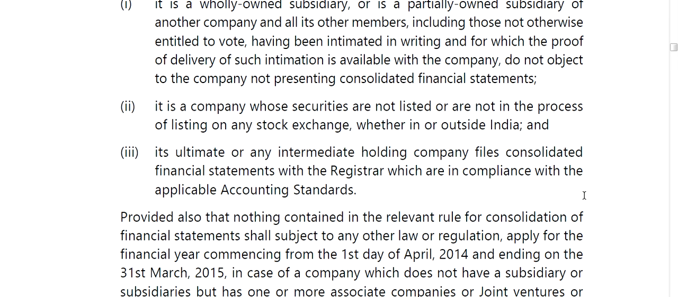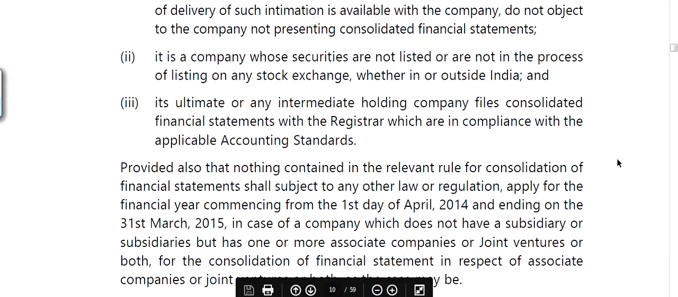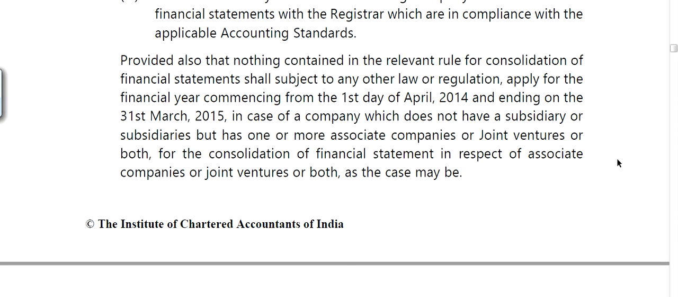Its ultimate or any intermediate holding company files consolidated financial statements with the registrar, which are in compliance with the applicable accounting standards. If the ultimate or any intermediate holding company files CFS, that is enough. Such a company has no need to prepare CFS.